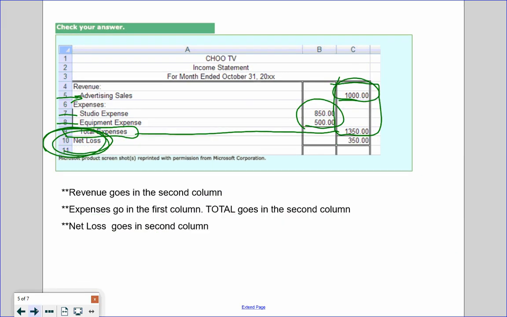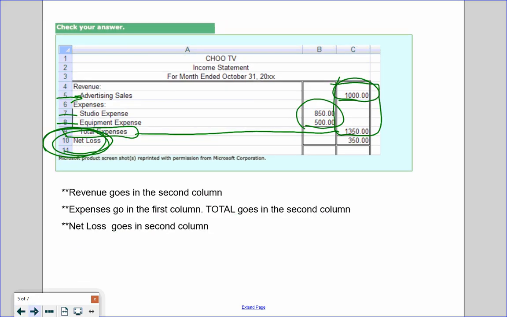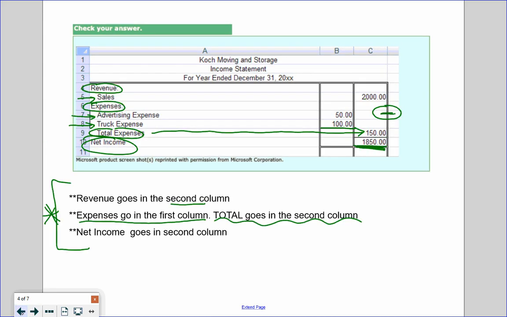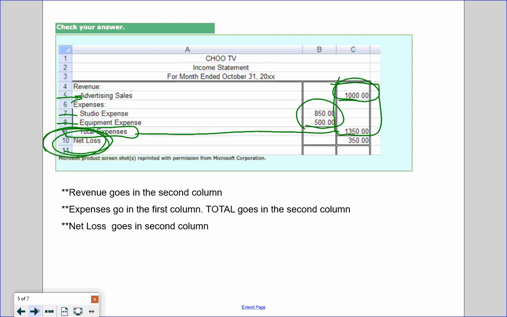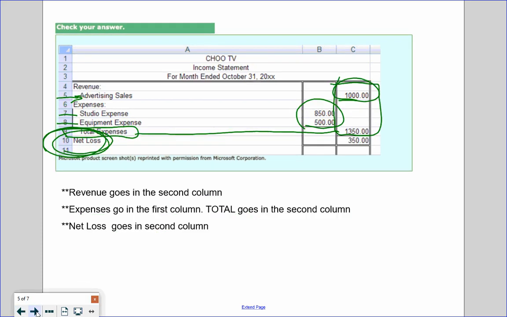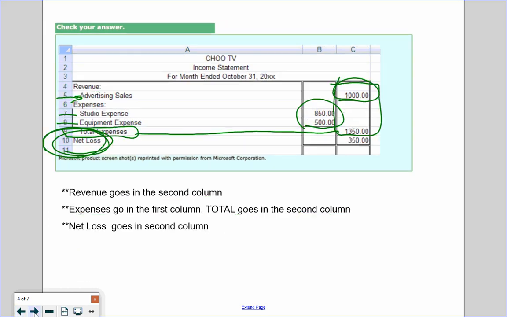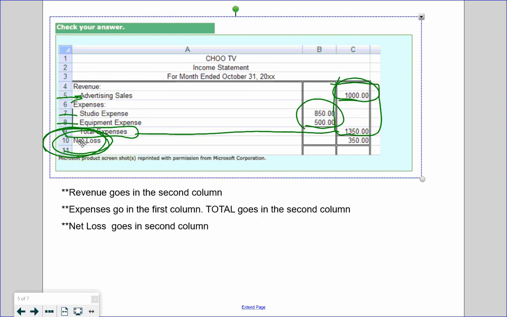So this is the net income sheet. This is the net loss sheet. So revenue, second column. Revenue, second column. Expenses, first column. Expenses, first column. Total expense, second column. Total expense, second column. When you subtract, you ended up with a net income, second column. When I subtracted, I ended up with a net loss, second column.